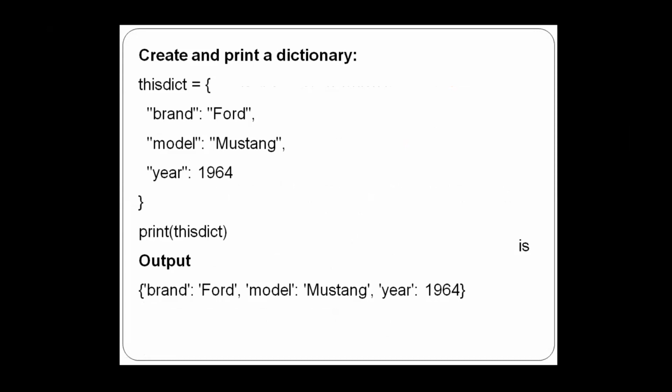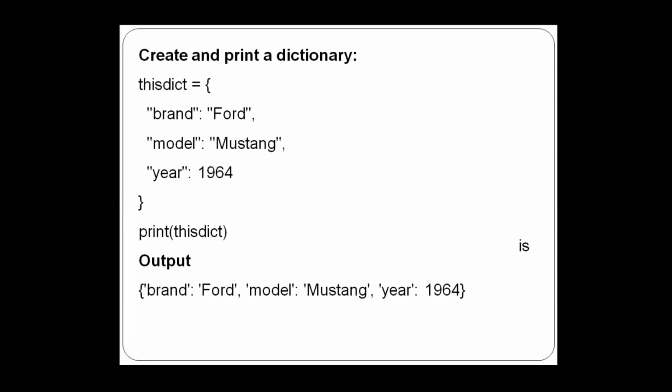So remember, a dictionary is again an ordered collection, right? It's an ordered collection in the sense that whenever you enter data into a dictionary, it should be added only in this format. You will have it as a key and a value pair, right? Here brand is a key and Ford is your value, model is your key and Mustang is your value, and year is your key and 1964 is a value.